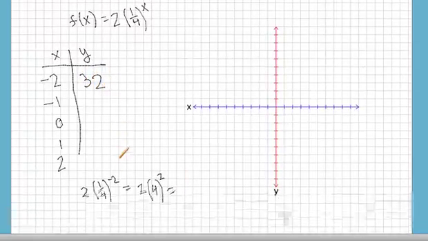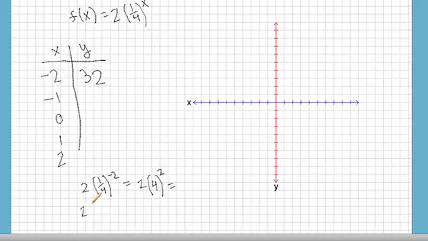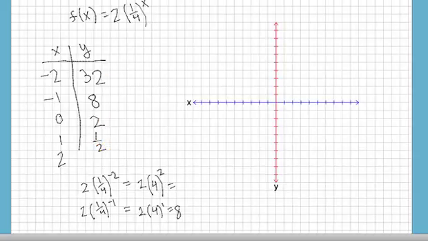Same thing with the -1 here, so it'll be 2 times 1/4 to the -1. Flip the fraction, it becomes 2 times 4 to the 1, which is 8. So we put an 8 here. If you plug in 0, 1/4 to the 0 is 1. Anything to the 0 is 1. So 1 times 2 is 2. Plug in a 1, we get 1/4 to the 1 is 1/4, times 2 is 1/2. And if you plug in 2, you have to square this, which means you square the top and the bottom, so you get 1/16 times 2, which is 1/8.